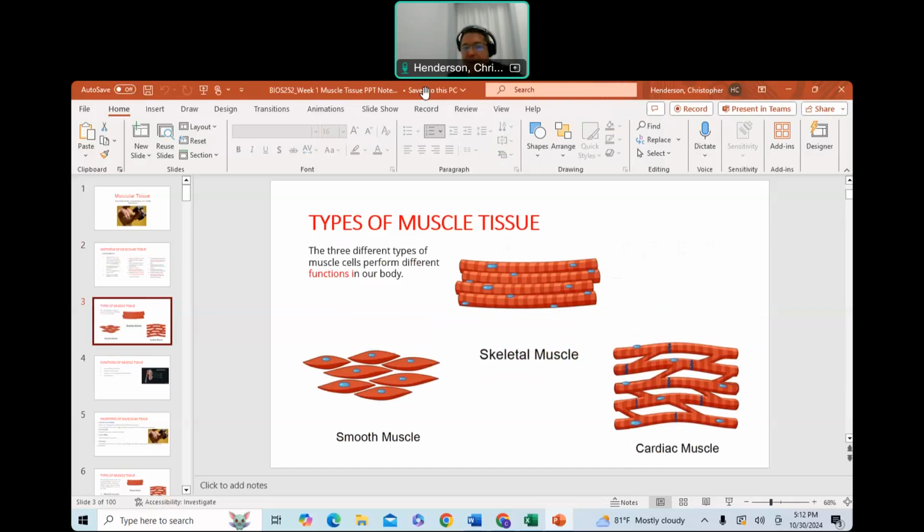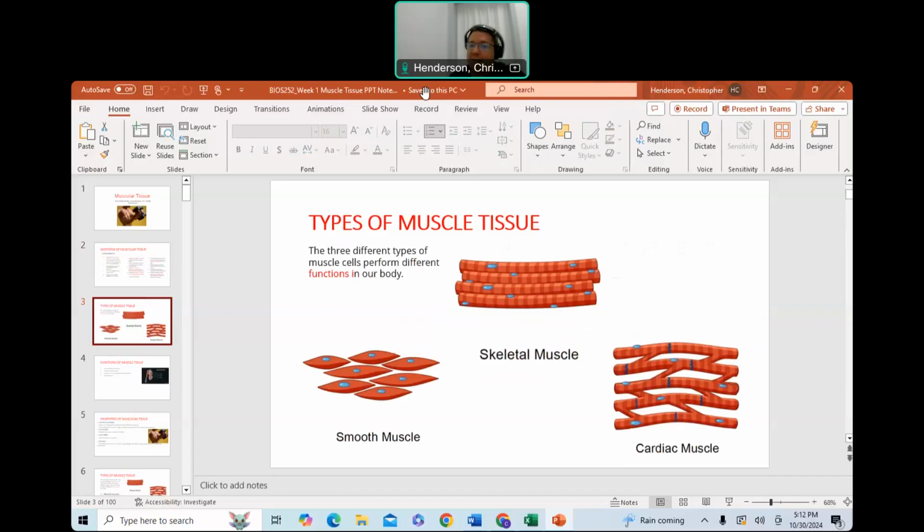Now, how do we differentiate the three different muscle tissues? If you're looking under the microscope and you've decided that you have muscle, how do you tell if you're looking at skeletal, cardiac, or smooth? Well, the first thing you look at is striations. So which ones are striated? That's going to be skeletal and cardiac. If it is not striated, it is smooth.